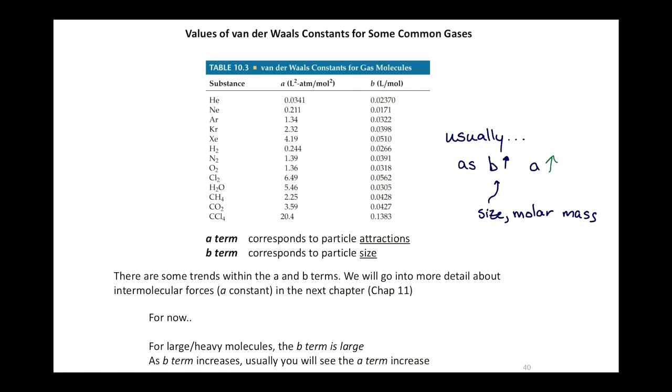So we'll just say that for now, right? Heavy particles have a large B and A term. That's what we're going to say. And that's what we kind of see in this graph. As B increases down this graph, we see most of these numbers increase as well.